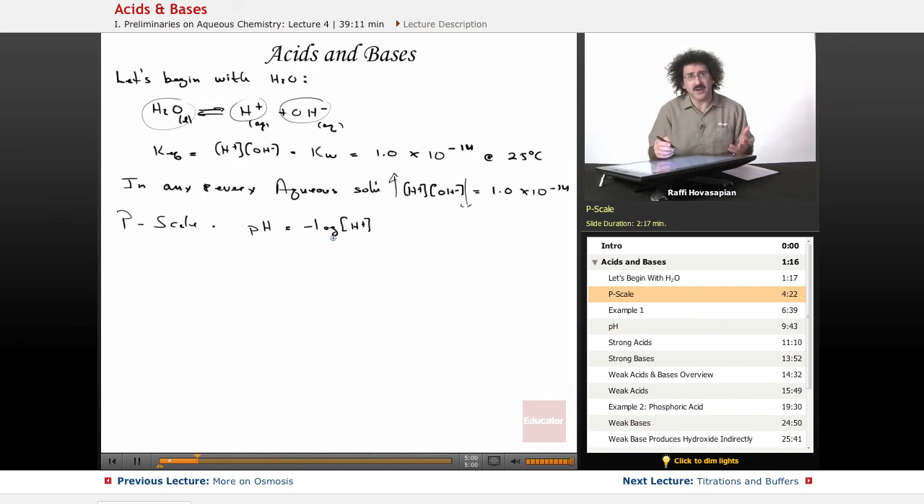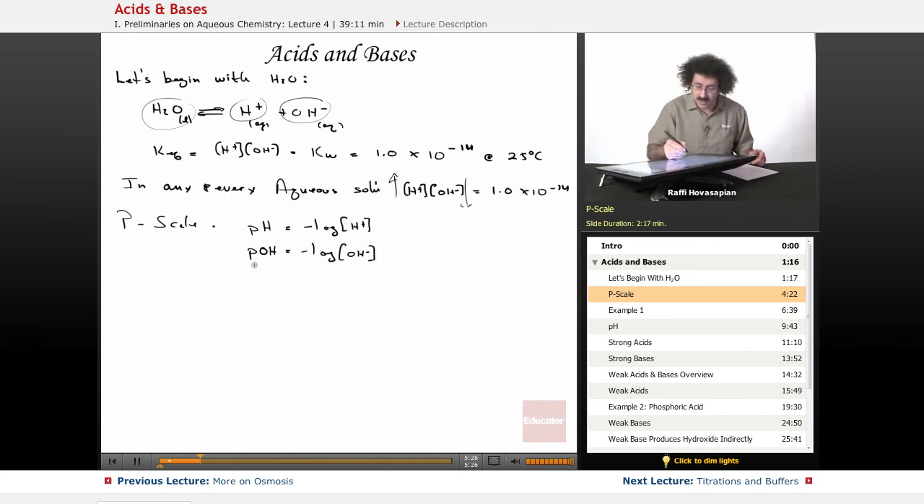It doesn't really matter. I personally prefer to deal with concentrations directly as opposed to taking the negative logarithm of them and using the p-scale. But in biochemistry, they tend to use the p-scale almost exclusively. So that's all it is. It's just the negative log of whatever concentration. We also speak of a pOH. That's the negative log of the hydroxide ion concentration.